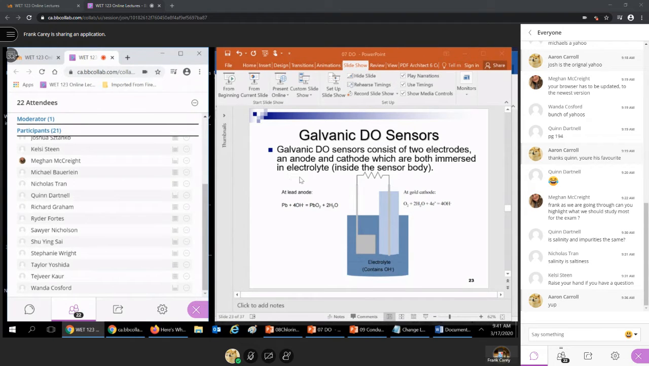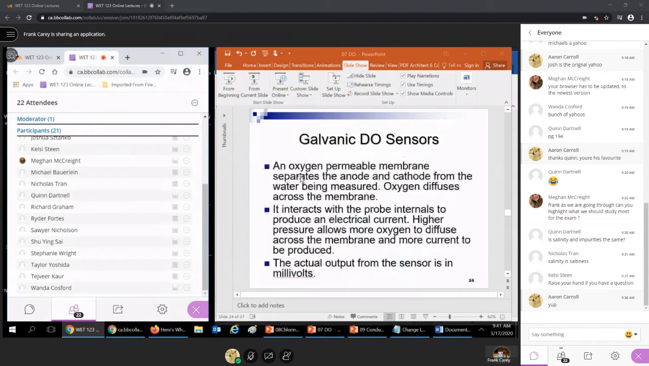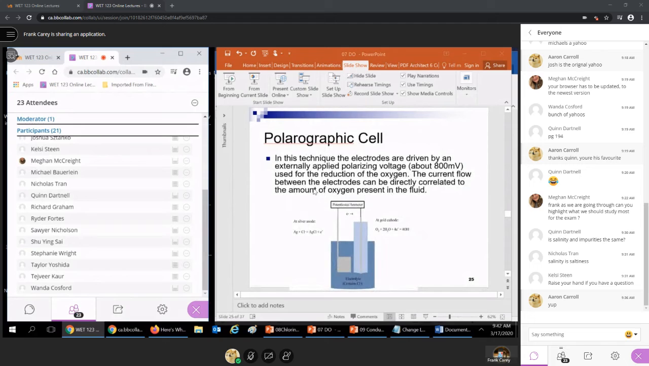So please read these. I'm not going to read them online. There's no sense. I haven't seen any hands go up, so I'm assuming this is a good speed. Note that the actual output from the sensor is in millivolts, so you'd have to protect from electromagnetic radiation, that sort of stuff. But yeah, they're okay.